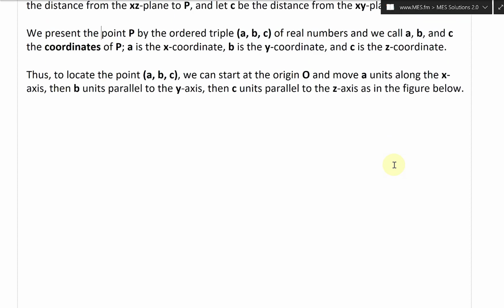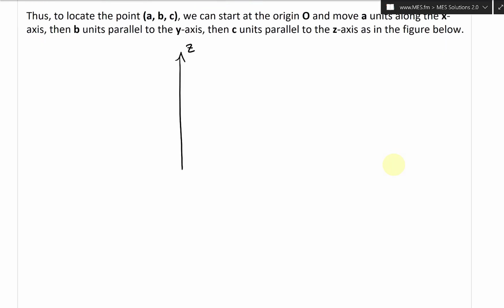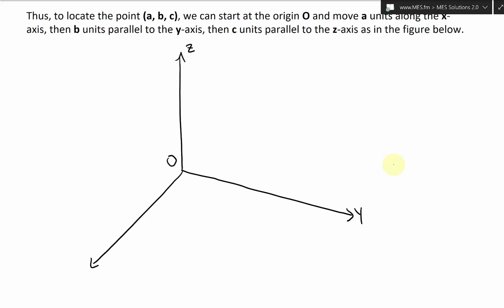So we'll put all these words into a drawing to make sense of it. So you'll have this z-axis like that, the vertical one. Now you're going to have our y-axis, the positive one here, and this is the origin 0, and this is going to be perpendicular to it. This is our x-axis like that.